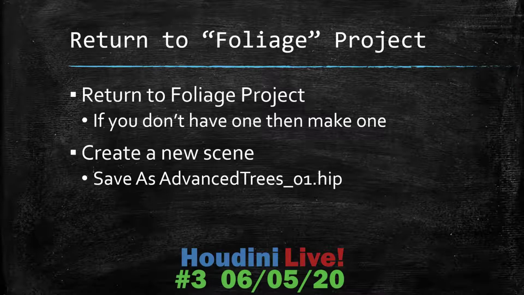If you haven't created a Foliage Project, go ahead and create a new project called Foliage. It doesn't really matter what it is. We're not going to work from the same Houdini file that we used last time, but we are going to use the same project. Then create a brand new scene, and save that new scene as Advanced Trees 01. This lecture will go on to lectures in the future, depending on how far we get today, and we will be returning to this HIP file in the future.